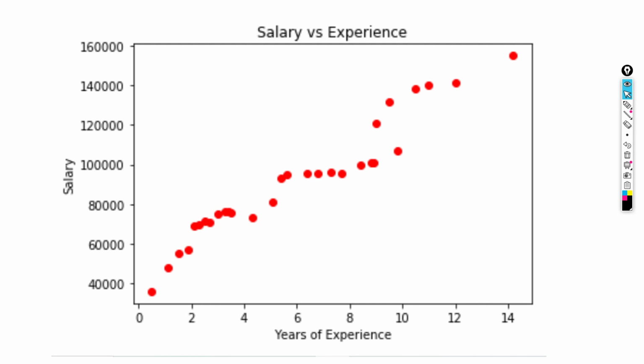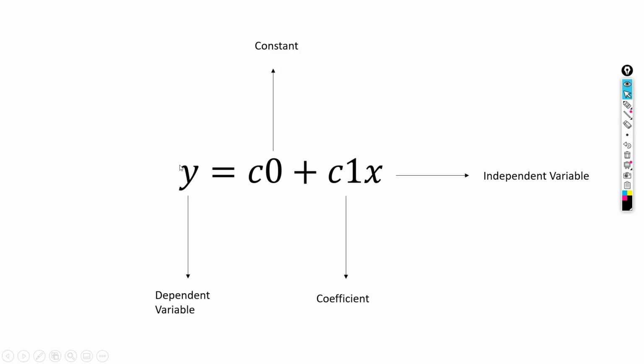To do that, we are first going to see what simple linear regression is and how you can find the value. For that we have this formula, y equals c0 plus c1x, where y is your dependent variable, c0 is your constant, c1 is your coefficient, and x is your independent variable. The first thing we are going to see is what this x and y are.